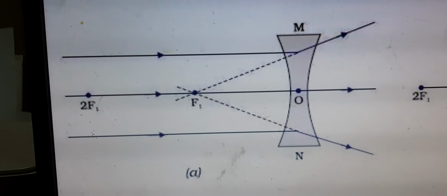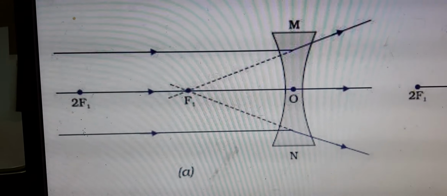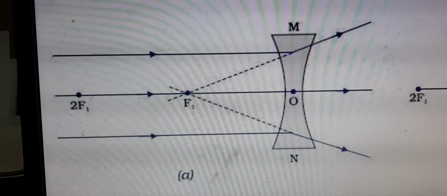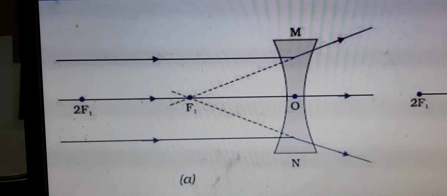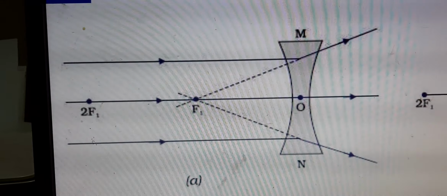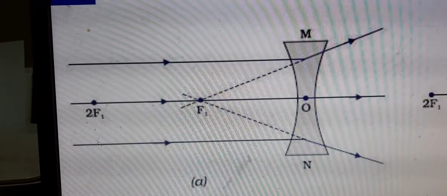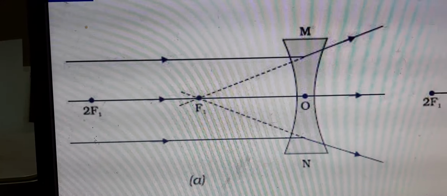Now children, we come to the case of a concave lens. You can say this is a concave lens because both surfaces are caving inside, isn't it? So that is how we can say concave lens. It is thin at the middle portion while the edges are thicker. That is the characteristic of this concave lens.